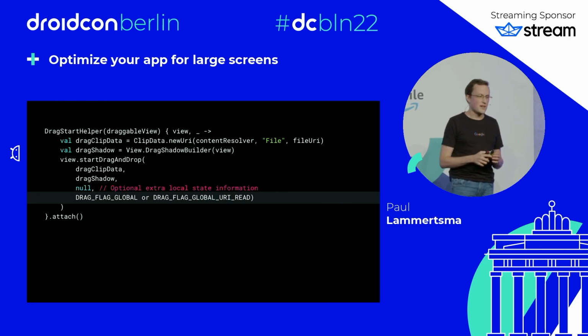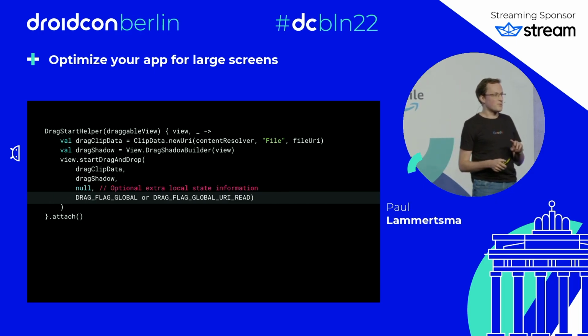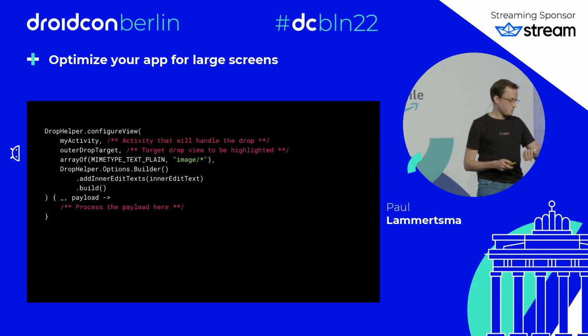But if you're actually trying to drag a file, like I am in this case, we need to use the drag flag global URI read to make sure that this data is available to other apps and they can be read from our content provider. So without it, other apps won't actually receive the drag events.